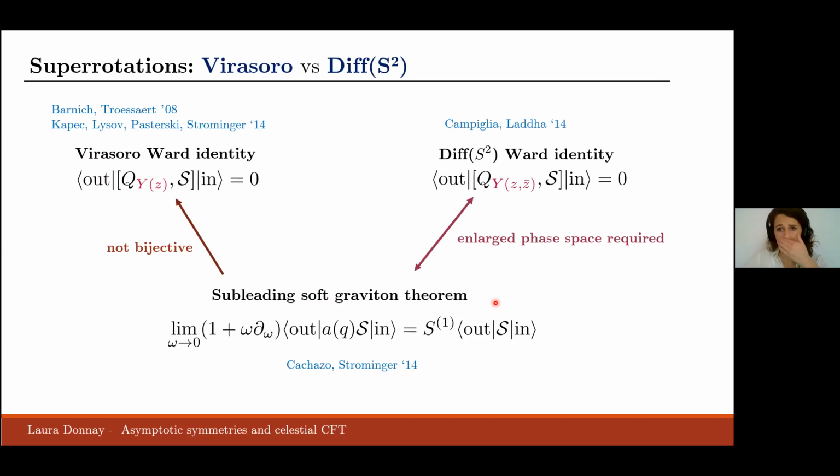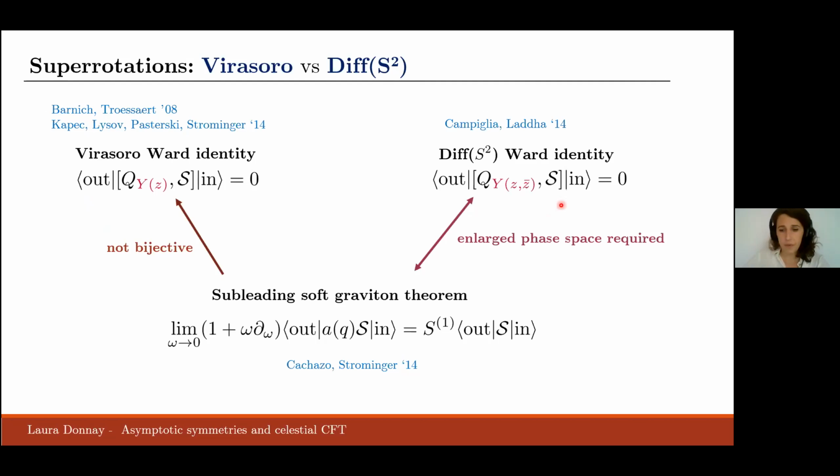Now, these relations were not found to be bijective, namely, it was not shown that this Ward identity implied the soft graviton theorem. To do this, Campiglia and Laddha proposed that super rotation should be extended to include the full Diff(S^2) on the sphere. And in that case, they could show a one-to-one correspondence with the soft theorems, but this required an enlarged phase space.